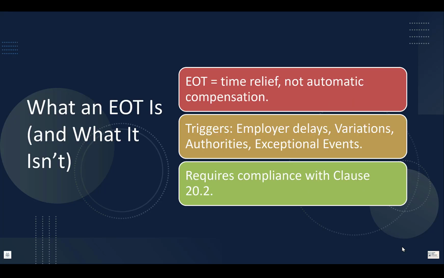So, what an EOT is and what it is not. An EOT is not an automatic compensation. An EOT is time, more time on the contract completion date. Under FIDIC 2017 Red Book, subclause 8.5 gives the contractor additional time if the delay is caused by one of the following. This is, by the way, not an exhaustive list, but the major items.